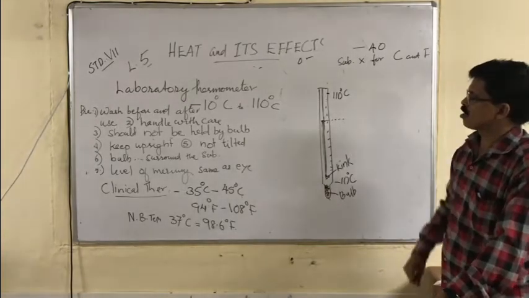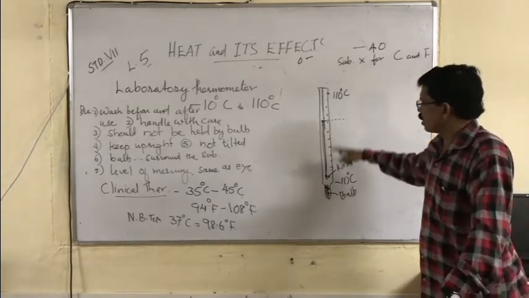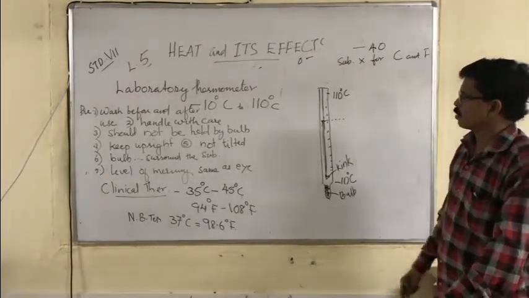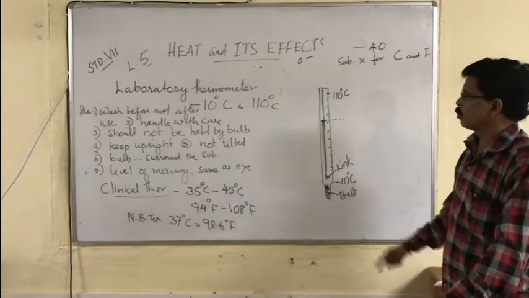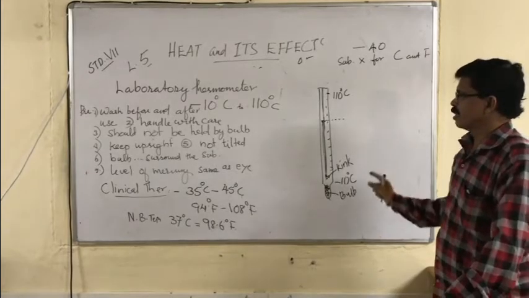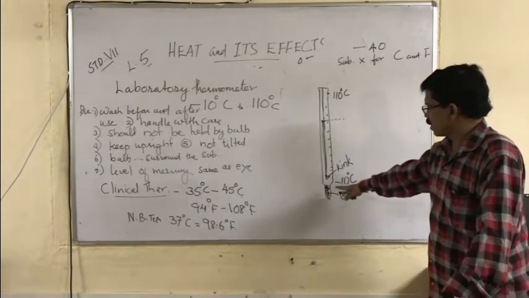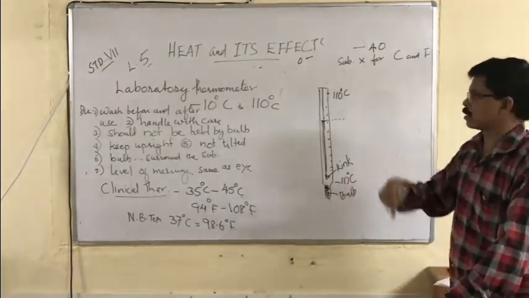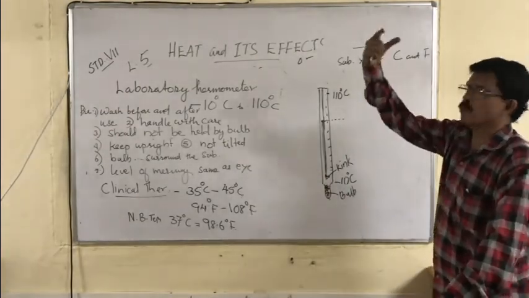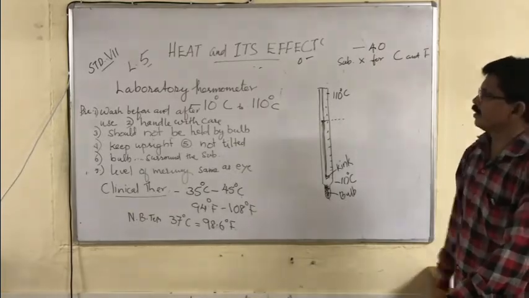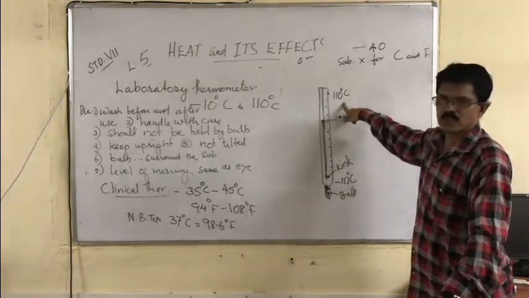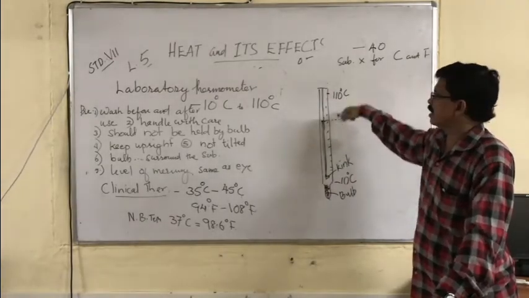So what are the precautions? We have to wash the thermometer before and after use of the laboratory thermometer. It should be handled with care, should not be held by the bulb. Then keep upright, not tilted. Bulb should be surrounded by the substance in which we measure the temperature. Level of the mercury should be the same as the level of the eye. So what is the lower fixed point? Minus 10 degree and upper fixed point 110 degrees Celsius.